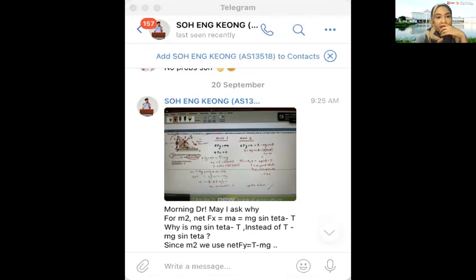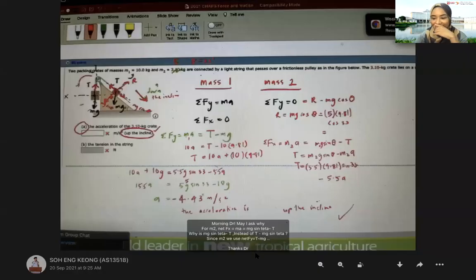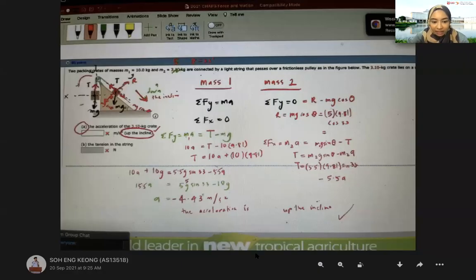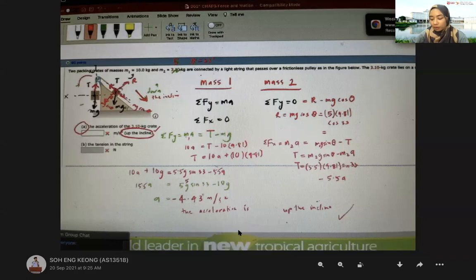So is asking, if I'm not mistaken, kenapa? Okay, let me read back the question. Oh, kat sini ada soalan dia. Okay, morning doctor, may I ask why for M2 net Fx equals to Ma? Where is M2? M2 adalah the box here. Kenapa Ma is equal to mg sin theta minus T?